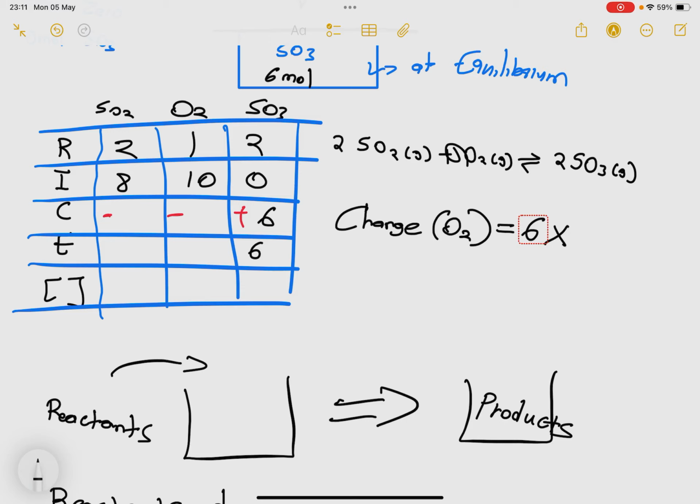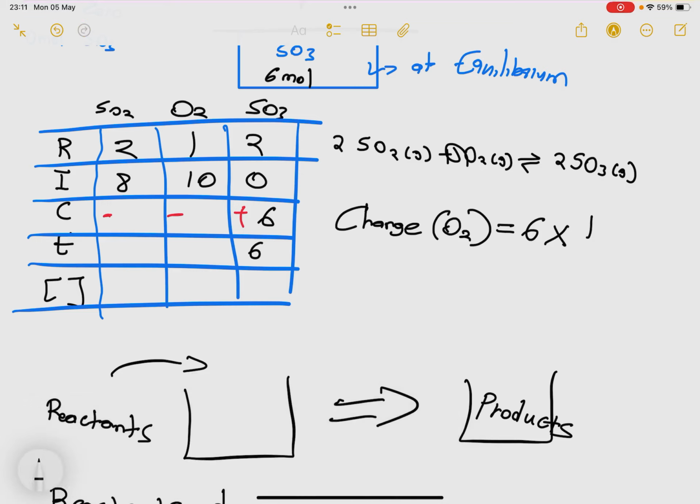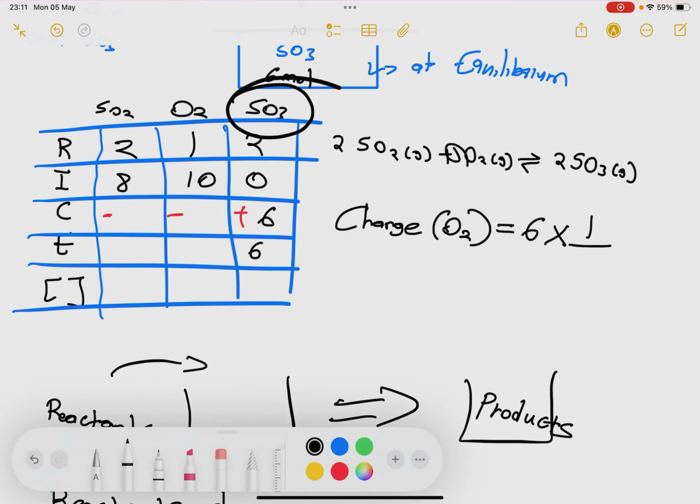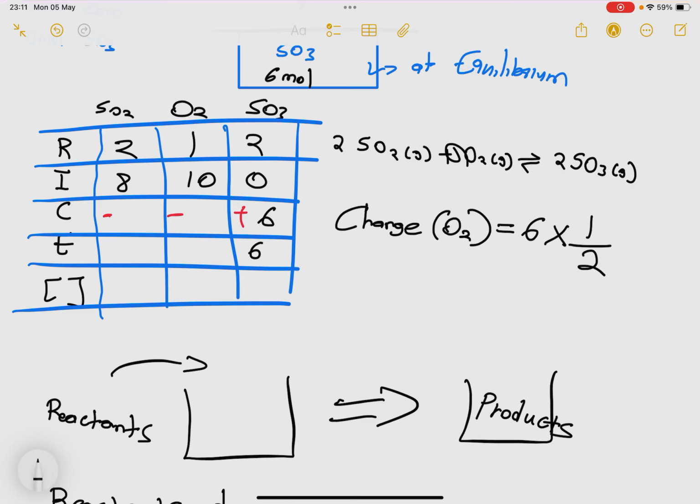What is the ratio at O2? So the ratio at O2 is 1. Do you see it? You multiply this by 1, then divide by the ratio at SO3. Do you see it? And the ratio at SO3 is 2. So here you're just going to divide by 2. So the change is 6 multiplied by 1 over 2, which is 3. So this is 3.